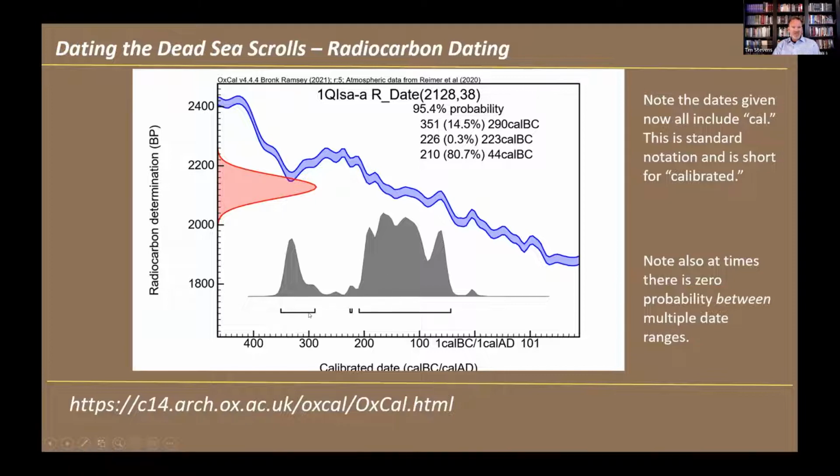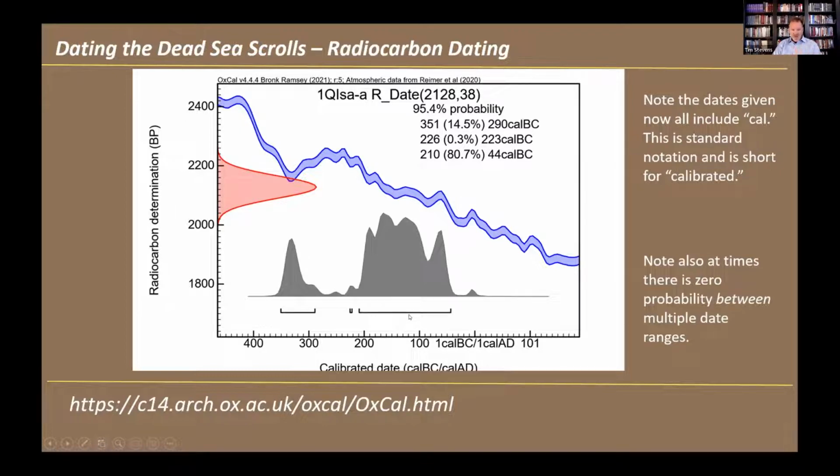And you'll notice here that there's actually 3 date ranges that are given. And those 3 date ranges are explained up here above. The first one is from 350 to 390. There's a 14.5% chance that that's the date range that corresponds to the Isaiah scroll. Similarly, there's 226 to 223. That's less than half of 1%, but it was enough to report. And then there's an over 80% chance that the Isaiah scroll happened in this time period.